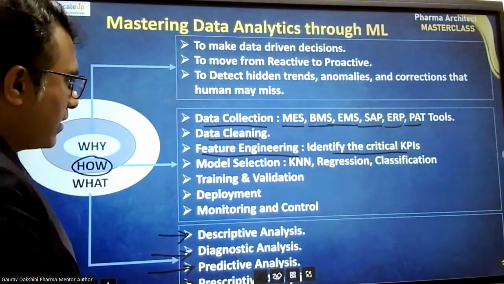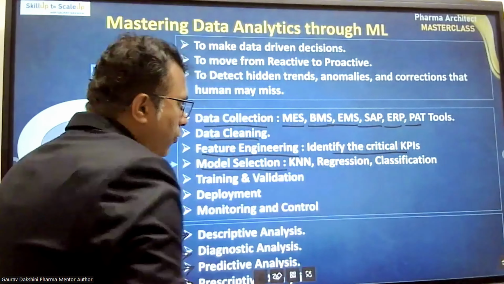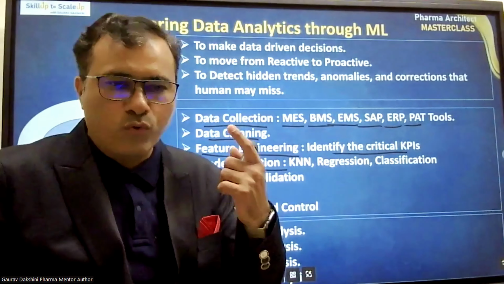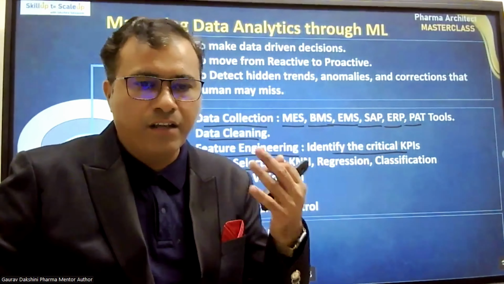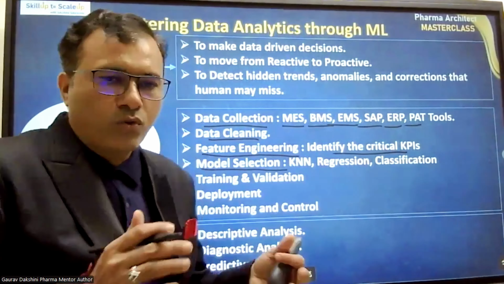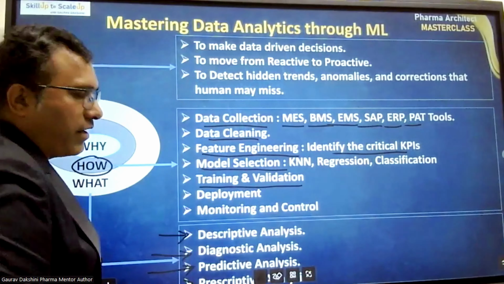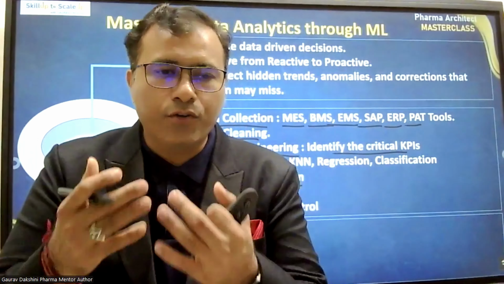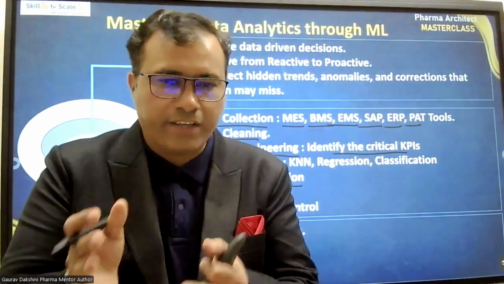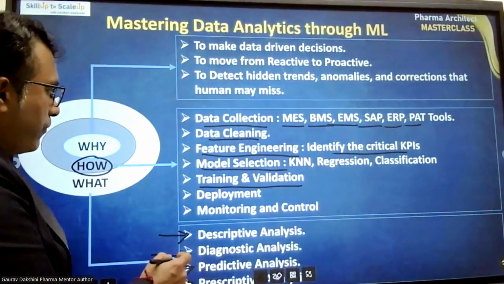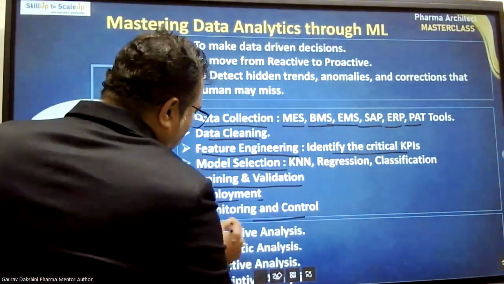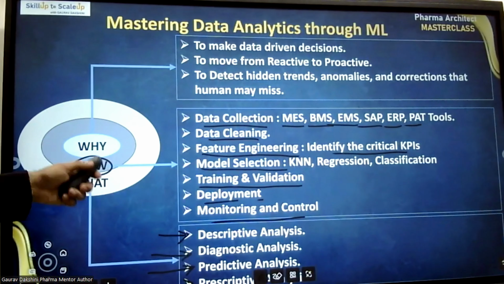And then model selection. Based on the requirement, we need to do the model selection. Either you want to go for classification, regression, KNN, or computer vision, so different models will be working. And then the model will work on training and validation. The model will be trained using the data, and then we need to do the validation also, to check whether my model is working properly. Then we need to deploy the model, and then there will be monitoring and control. So this is how we can work.